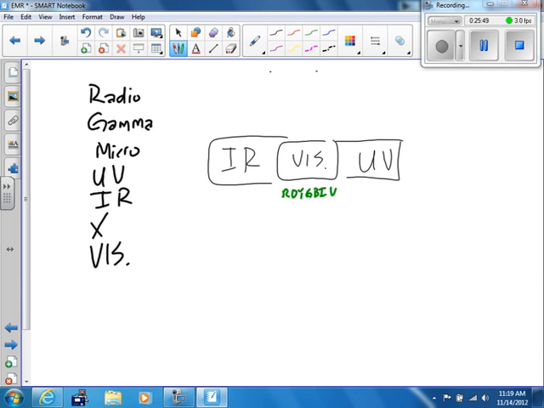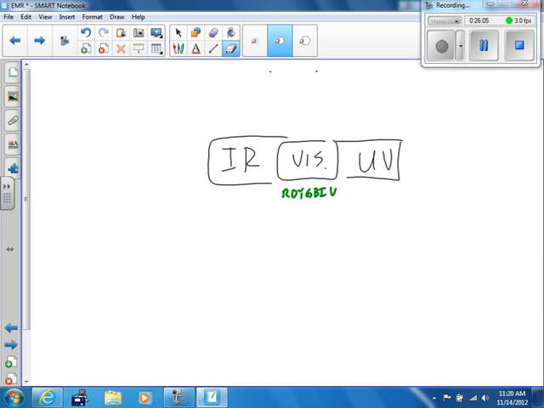Radio waves, to me, it stands to reason that they're going to come first, since they were the first type of EMR that were experimentally detected. They're the easiest kind to detect, right? The easiest kind to produce and the easiest kind to detect. Therefore, they probably should come first. So let's put those down here.